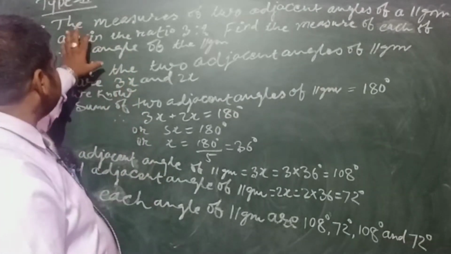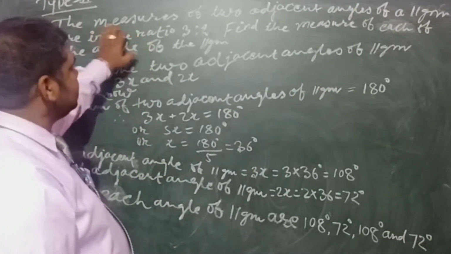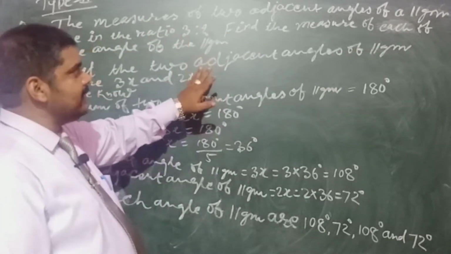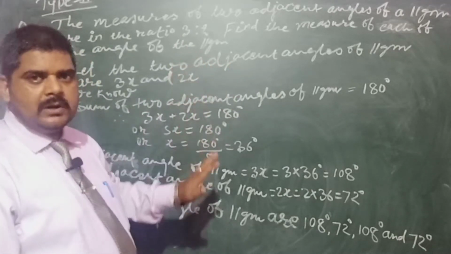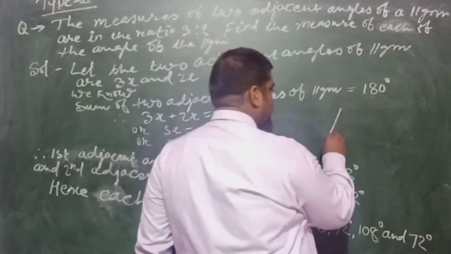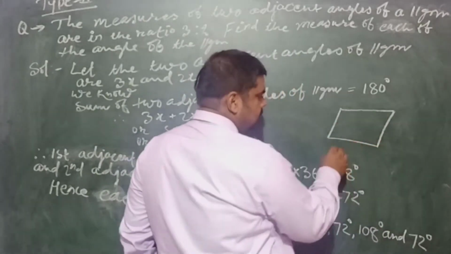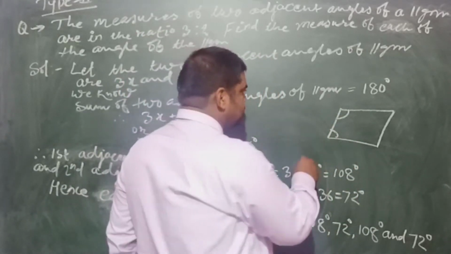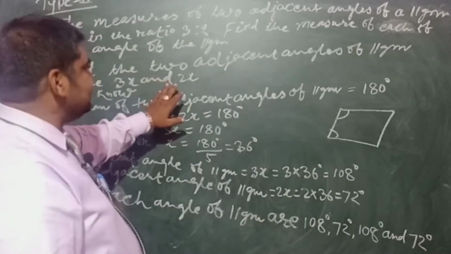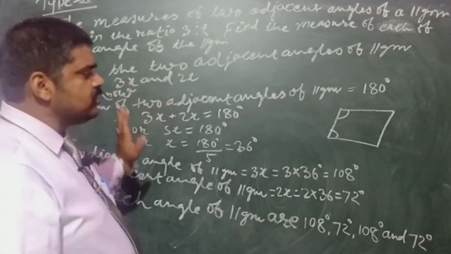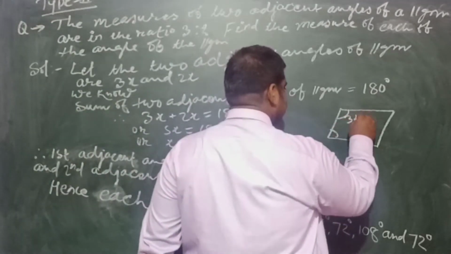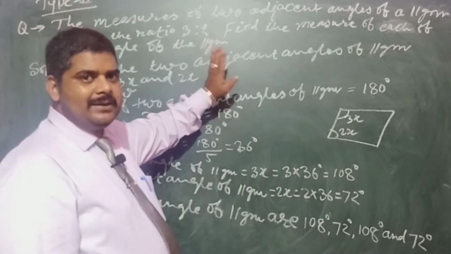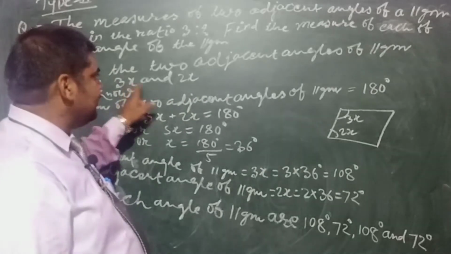Student, you can just see the first question. The measure of two adjacent angles of a parallelogram are in the ratio 3:2, and you have to find each angle of the parallelogram. You know that in any parallelogram, the sum of adjacent angles is equal to 180 degree. Suppose the two adjacent angles are 3x and 2x, because the angles are already given in ratio, so you have to consider them as 3x and 2x.